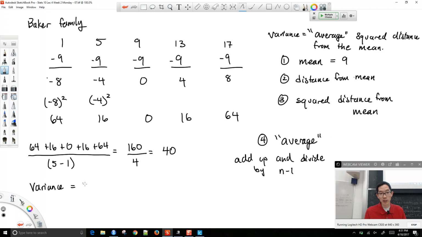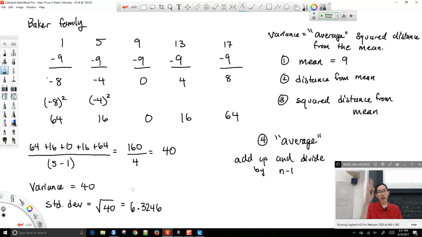My variance is equal to 40, and therefore my standard deviation is equal to the square root of that. The square root of 40 is equal to 6.3246. That's my standard deviation.